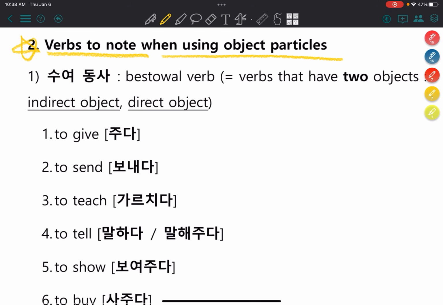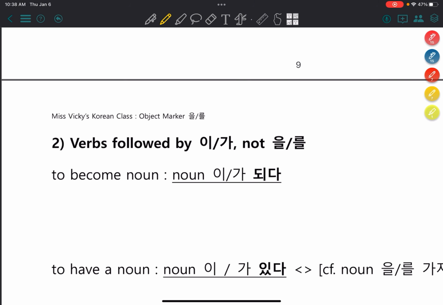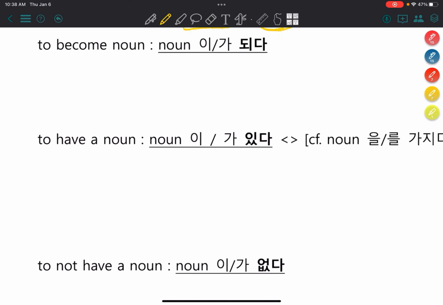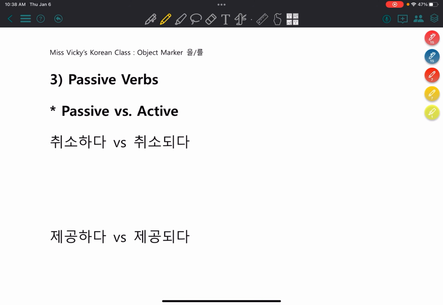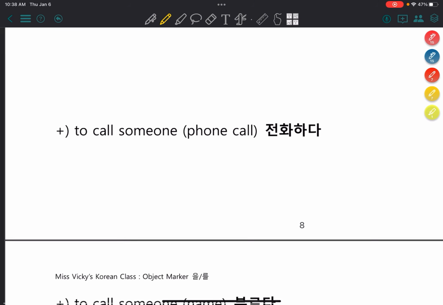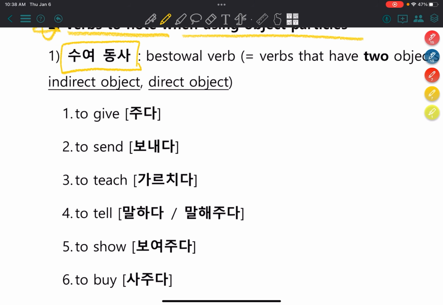So I classified the verbs that need extra attention into 3 groups. The first one is 수여동사, bestowal verb. And the second group of verbs are the verbs that seem like you have to use the object marker, but actually 이/가, the subject marker, is used. And the third group are passive verbs. So we're going to go over them one by one. And let's start with the first group of verbs, bestowal verb, 수여동사.